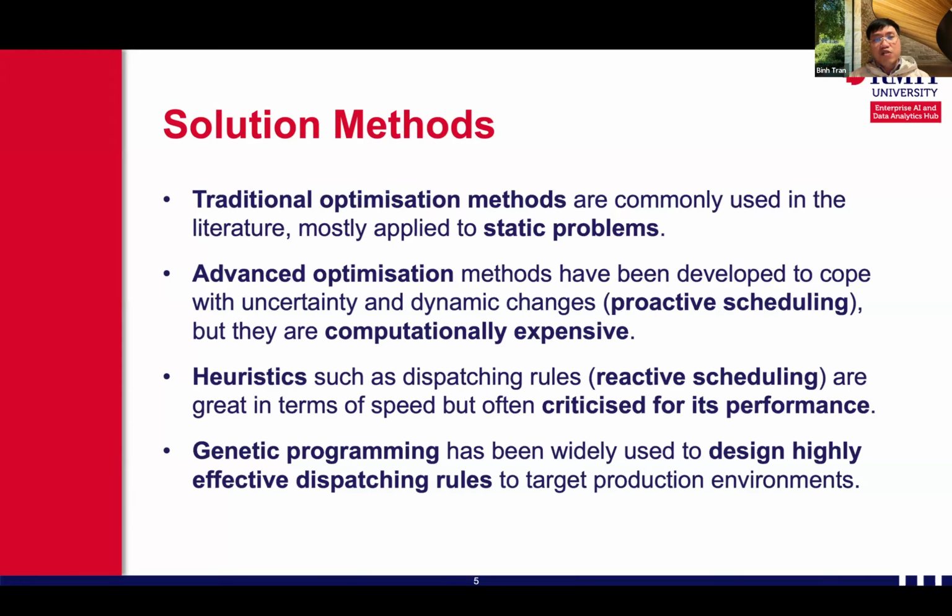Advanced optimization methods are also being used to develop solutions that work in dynamic environments, for example rescheduling and proactive scheduling, but they tend to be computationally expensive, and they also require a lot of trial and error to find the best settings for the algorithms. Heuristics such as dispatching rules, or what we call reactive scheduling rules, are great in terms of speed, because they are mostly based on local information and prioritize jobs using some priority values. This can solve problems very quickly and can work in dynamic environments, but they are often criticized for their performance.